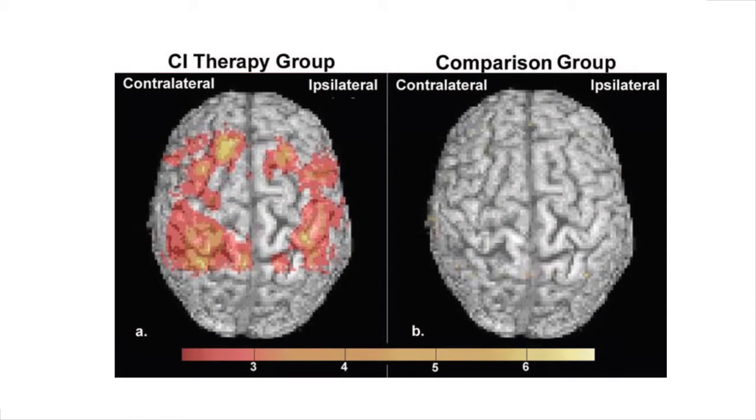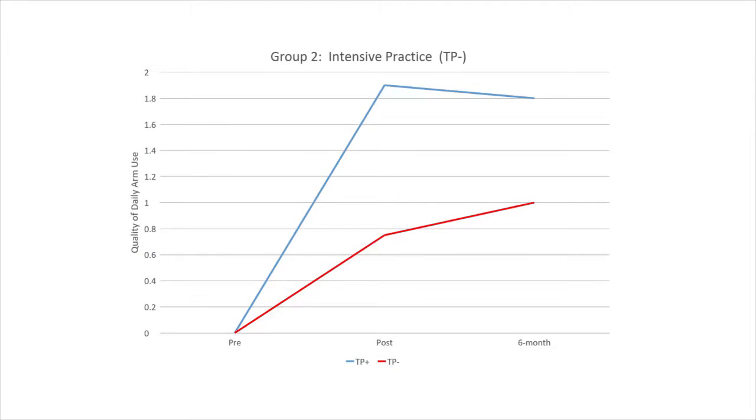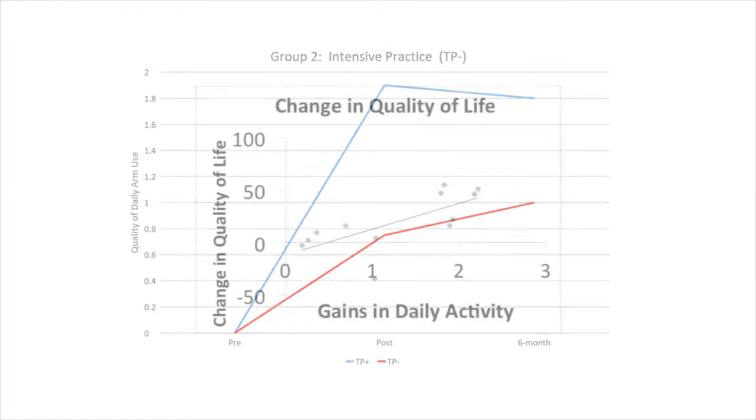Only the CI therapy group showed structural brain change. The only difference between the groups was that the CI therapy group also received techniques designed to increase use of the weaker arm for daily activities. So this brain change can most likely be linked to doing more daily activities with the weaker arm. The more that people used their weaker arm for daily activities, the greater the brain change.